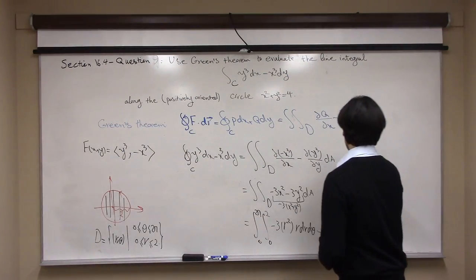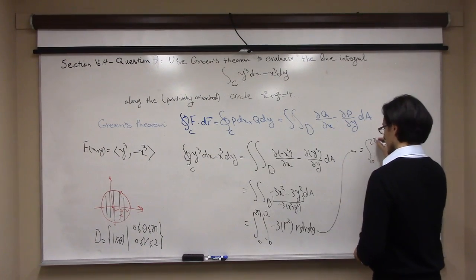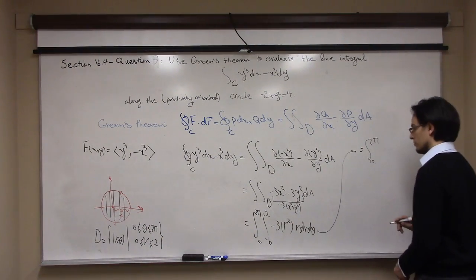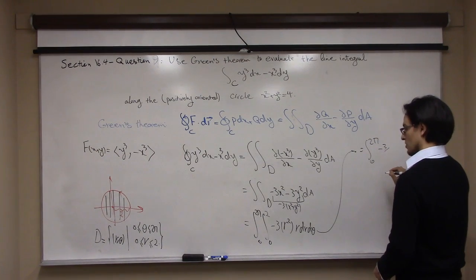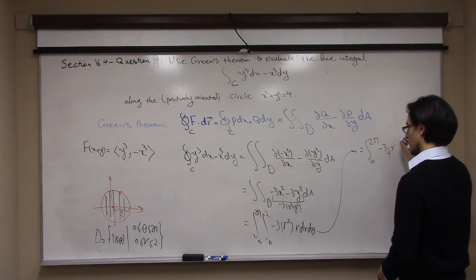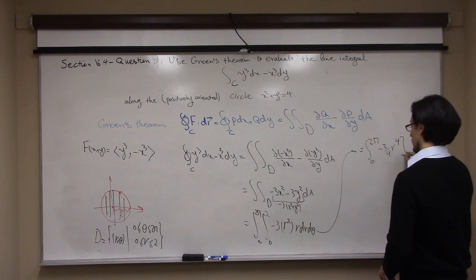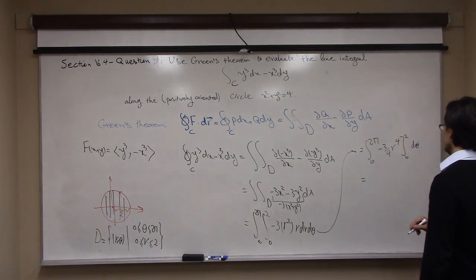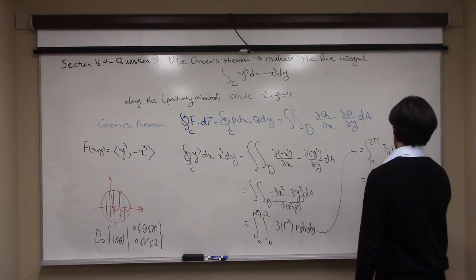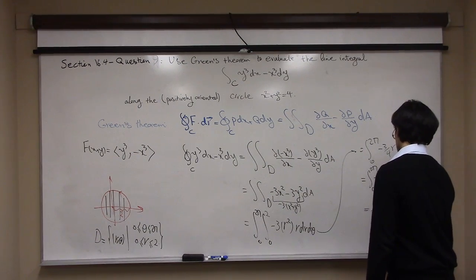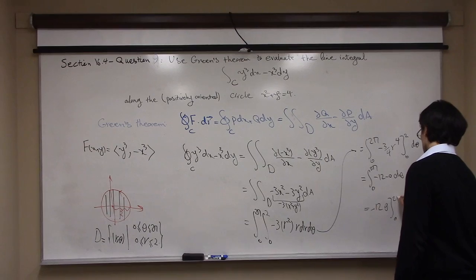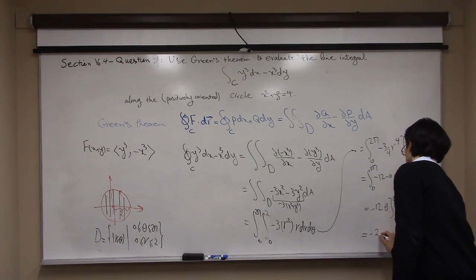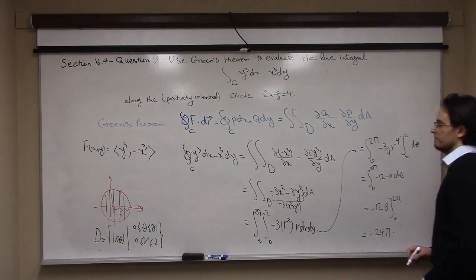Now I have written everything, and it is an iterated integral, and now I can evaluate that. This is equal to the integral from 0 to 2 pi. I have negative 3r cubed, so it's negative 3 over 4 r to the power 4, going from 0 to 2, dr is done, d theta. Plug in 2 there, it is negative 12 minus 0, integral from 0 to 2 pi d theta. And this is negative 12 theta, going from 0 to 2 pi. And this is negative 24 pi.